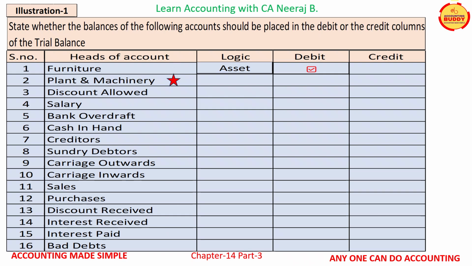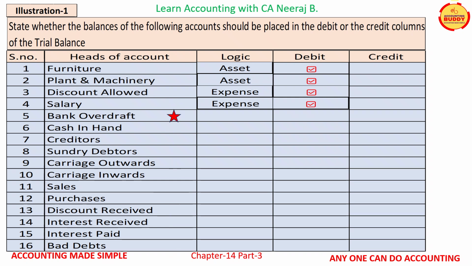Plant and machinery is an asset, so it appears in the debit column of the trial balance, as assets always carry a debit balance. Discount allowed is an expense account, so it is placed in the debit column, as business expenses always carry debit balance. Salary account is an expense account, so it is placed in the debit column, as business expenses always carry debit balance.